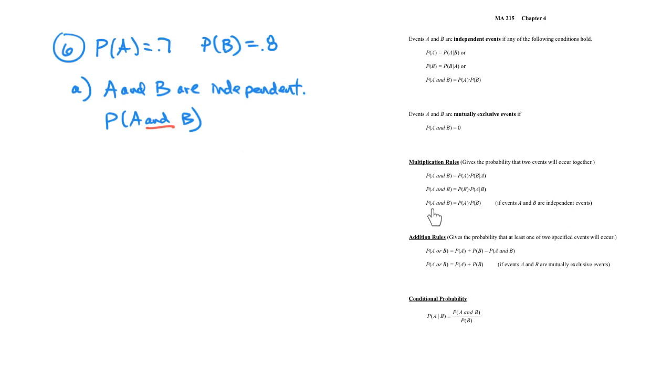So we want to just, the probability of A and B is the probability of A times the probability of B. So again, I'll put this step in here that you don't really need to put, but just so we know what we're doing. And we fill in the blanks. It's going to be 0.7 times 0.8.